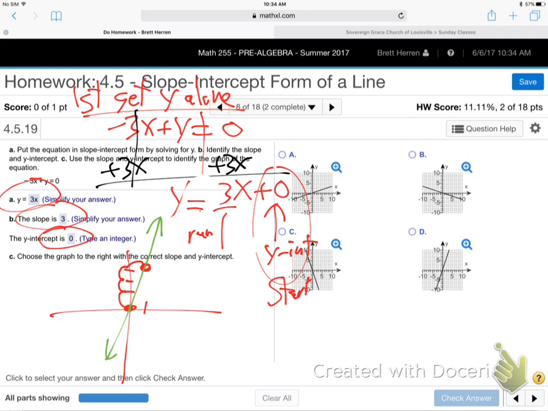So this is a line that goes through the origin because the y-intercept is 0. Which line is it? D. Yeah, it looks like D, doesn't it? So that'll be easy to tell on the multiple choice on that. Is that good? Does that make sense on that one?